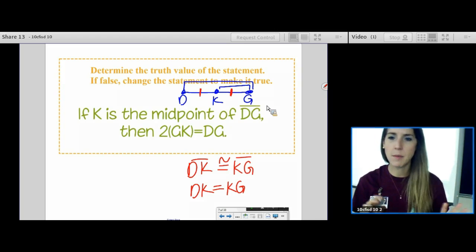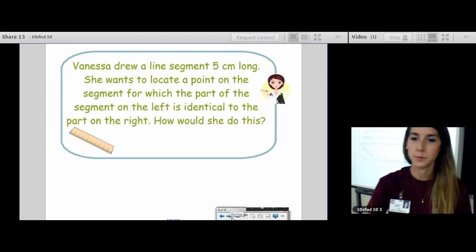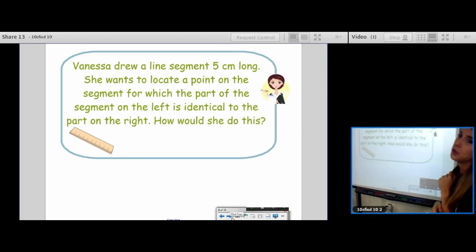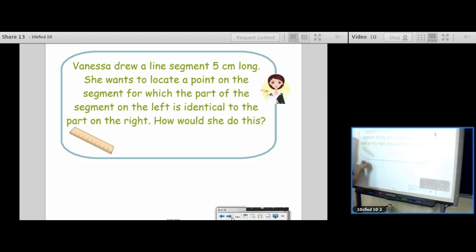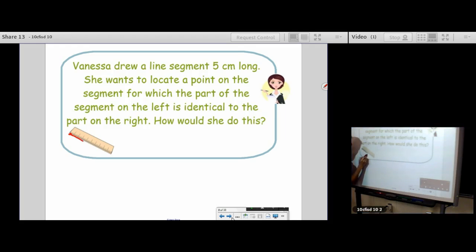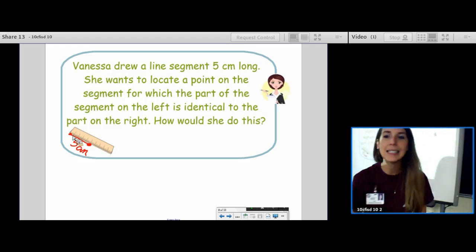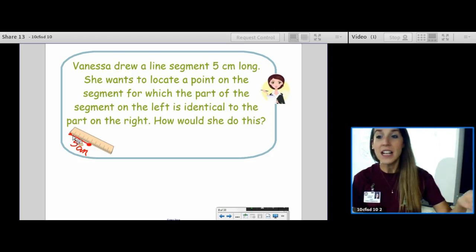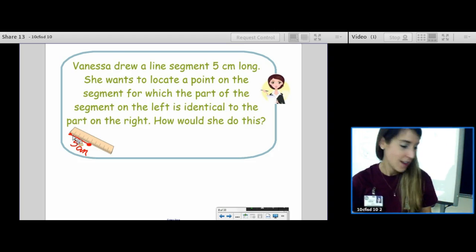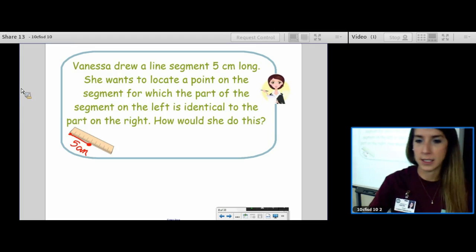Moving on, we understand what a midpoint is. All right, so Vanessa drew a line segment 5 centimeters long. So she took the ruler, she drew a line segment 1, 2, 3, 4, 5 centimeters long. She needs to locate a point on the segment for which the part of the segment on the left is identical to the part on the right. How would she do this?